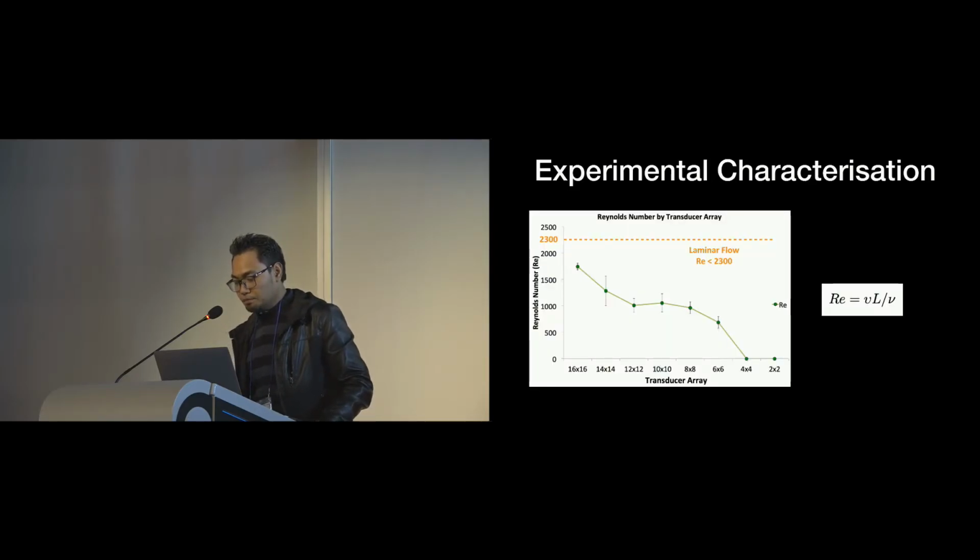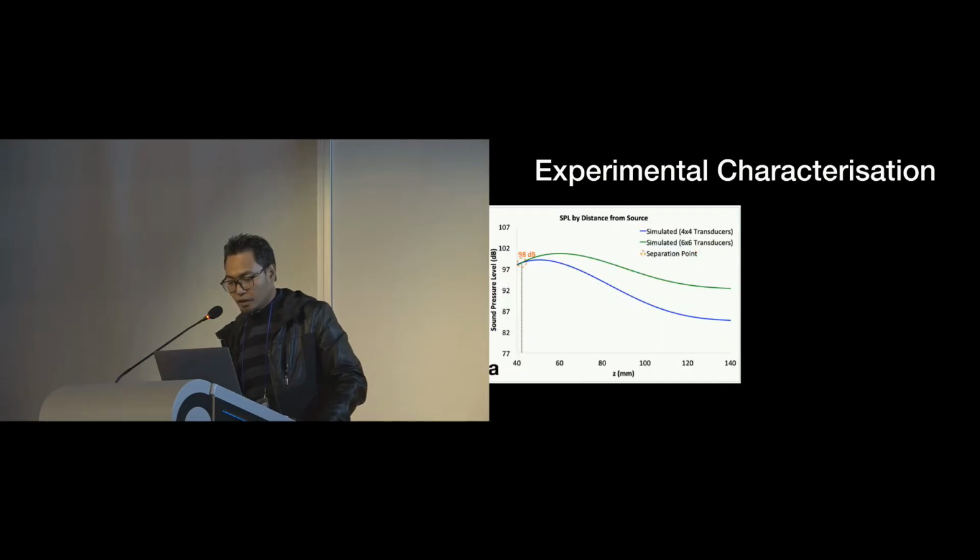And then we did some study on the laminarity. We found that all our transducer arrays, from 2x2 up to 16x16, have a low Reynolds number, and it's not turbulent, which is good. Then we studied that 6x6 array transducers are enough for us to create the aerosols. But 4x4 is not enough to create the airflow.